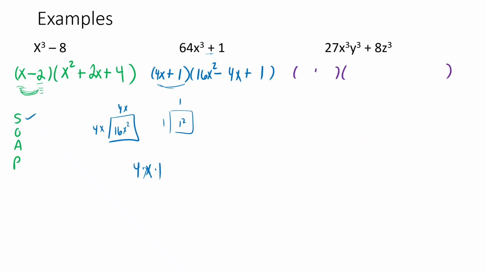So we're going to do same, opposite, always positive. So this is the sum of cubes. And now we need to just ask ourselves, what cubed gives me 27? Well, that is 3. What cubed gives me x to the third? That's x. What cubed gives me y to the third? That's y. So our first term there is 3xy.